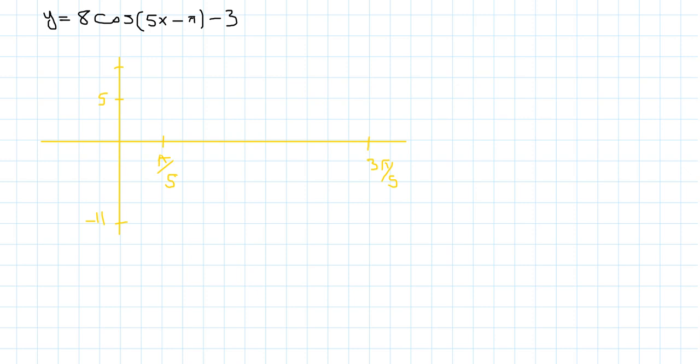Now I start this graph. Let's draw better. It is my graph.